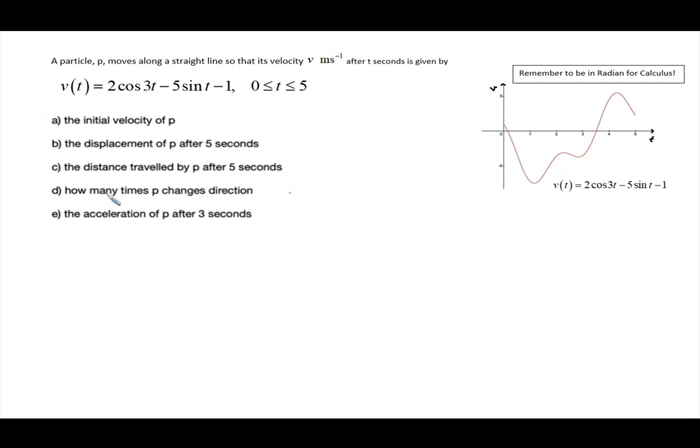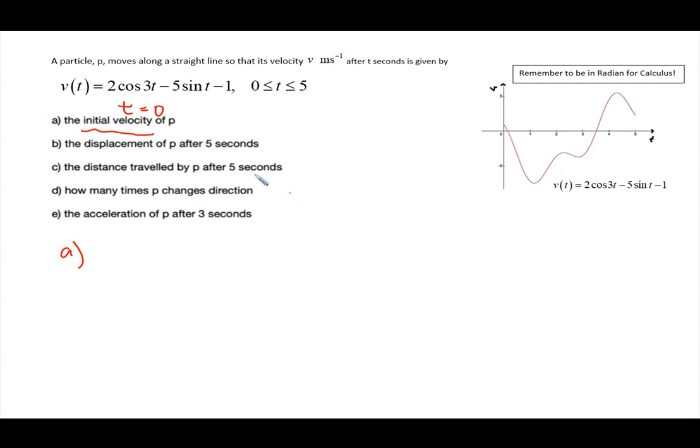In part A, it says the initial velocity of P. Whenever they talk about the initial velocity, you have to think that the time is equal to 0. Basically, nothing has started. Initial means the starting point. So if the time is equal to 0, there are two ways to solve this. You can either plug 0 in for t and calculate this on the GDC, or you can graph the function and then just use the table.